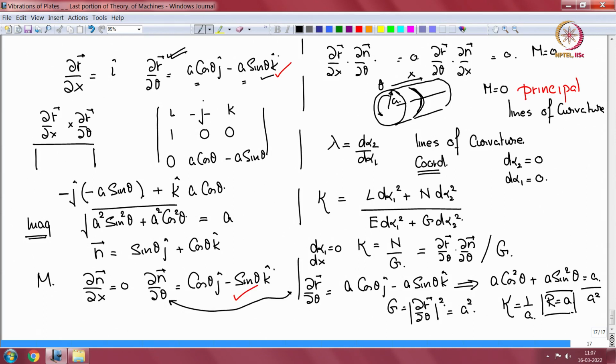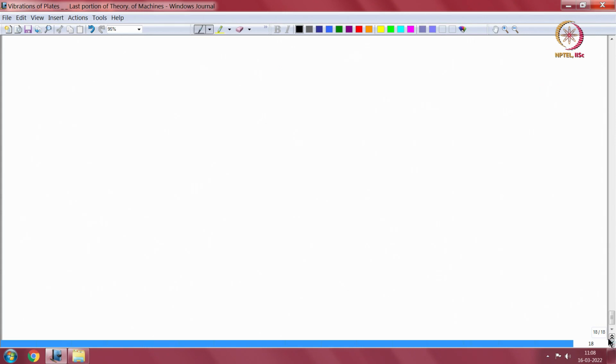Okay, and similarly, if we set d alpha 2, or d theta, to 0, then we get kappa as equal to L over E, which is equal to del r by del x dotted with del n by del x divided by E, which is a1 squared.